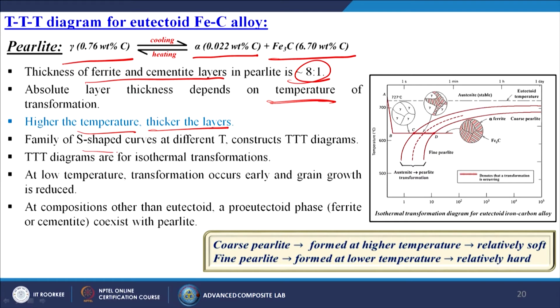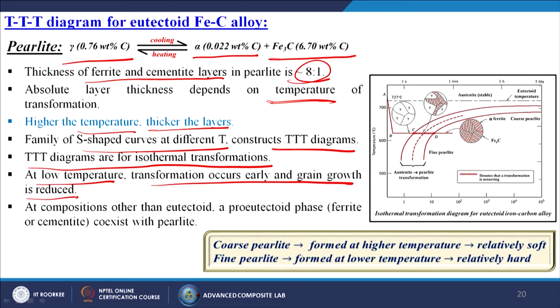A family of S-shaped curves at different temperatures constructs the TTT diagrams. TTT diagrams are for isothermal transformations. At low temperature, transformation occurs early and grain growth is reduced. At compositions other than eutectoid, a proeutectoid phase, ferrite or cementite, coexists with pearlite. So, in these regions you can see that several structures are present when the austenite to pearlite transformation is taking place.